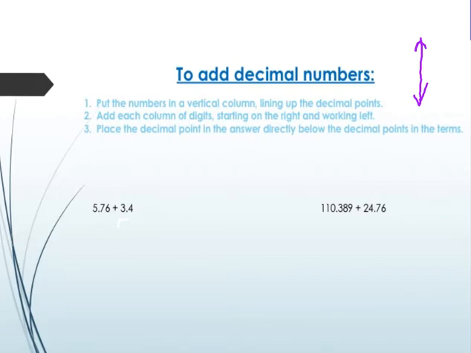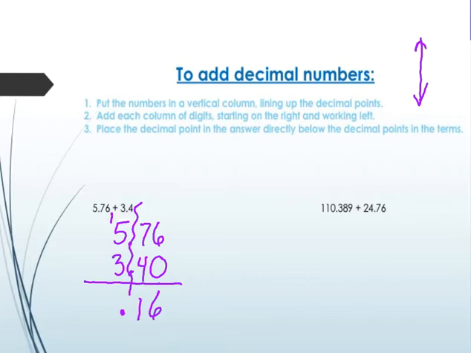So in this first example, 5.76. So this is where our decimal is going to be. 3.4. And just as a placeholder, I'm going to put a 0 under the 6. I have a decimal in my answer. 6 plus 0 is 6. 7 plus 4 is 11. Carry the 1. 5 plus 3 is 8, plus 1 is 9. So my answer is 9.16, or 9 16/100ths.